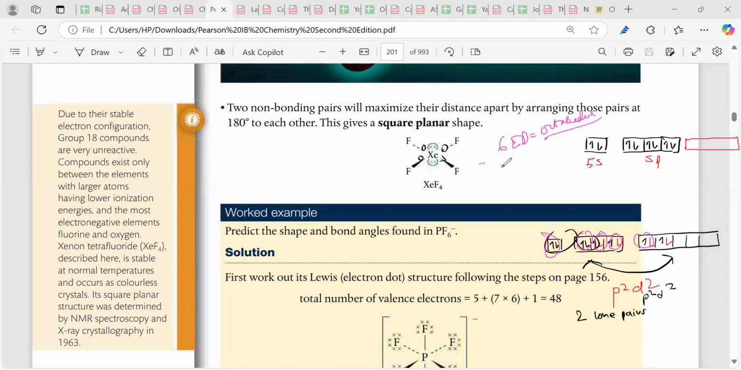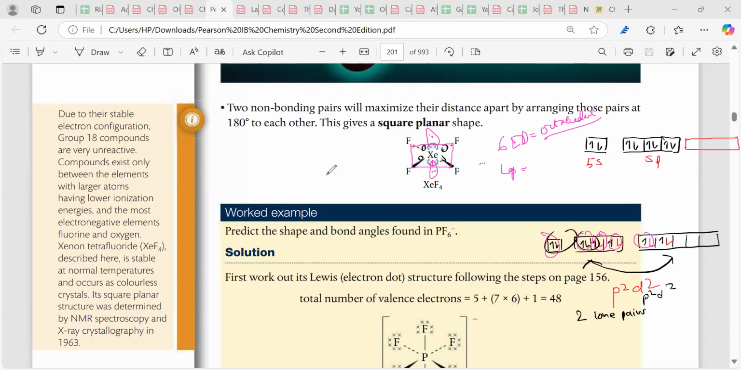And where did you keep the lone pairs of electrons? Tell me. Equatorial positions. Equatorial position. Is it clear? Got it? Easy. What will be the structure? Square planar. Sorry, square planar. Okay. Square planar. Is it clear? Easy, Mahin?